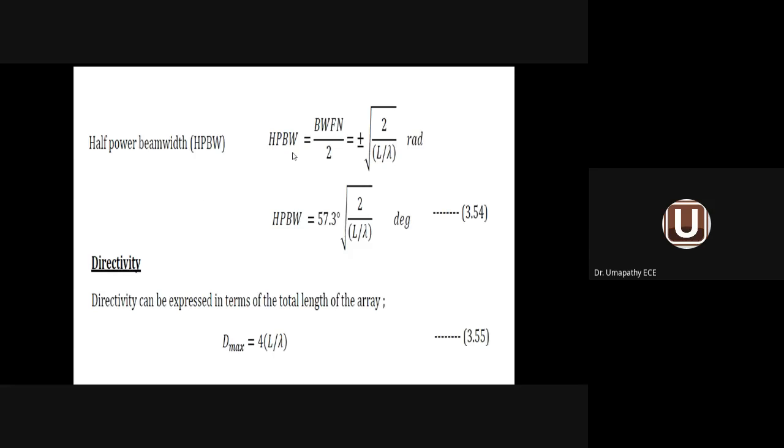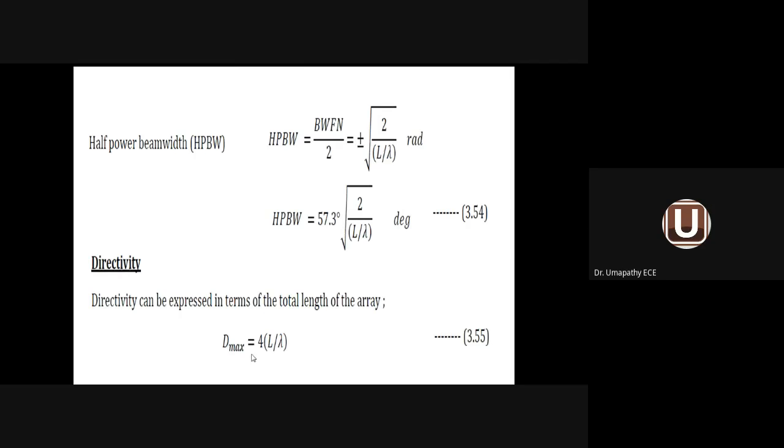Because L means the total length of the array factor. Then we are writing plus or minus 2 divided by L by lambda radian, so we are converting radian to degree. Similarly, HPBW equals BWFN by 2, in terms of radian and in terms of degree.